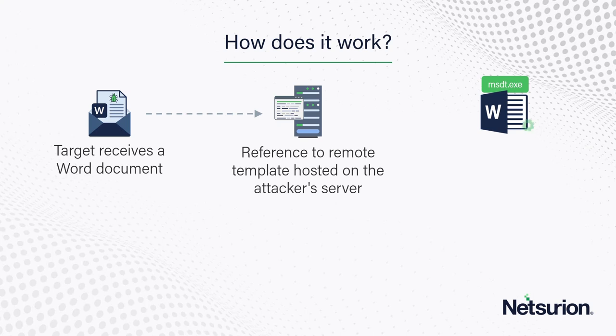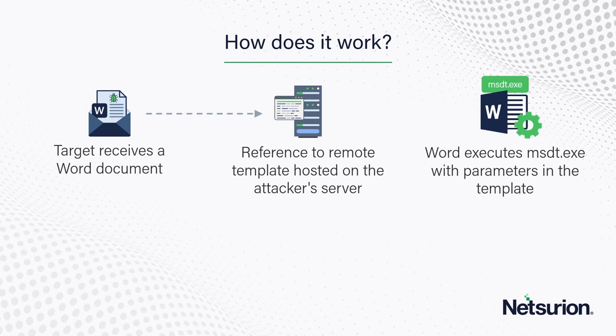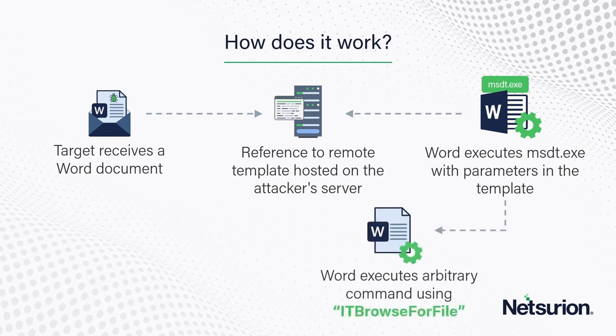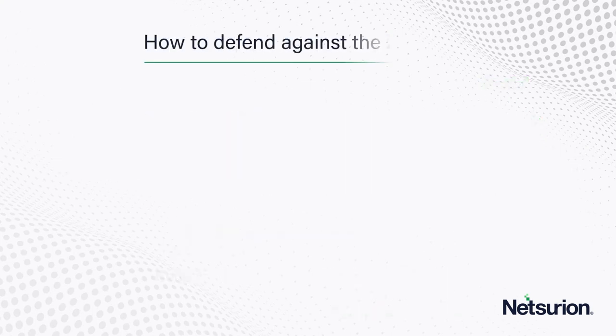So Word then executes msdt.exe, but then the parameters it's using are from the template that was hosted on the attacker's server. Ultimately, Word will execute some sort of an arbitrary command using the IT_BrowseForFile parameter. Net result, remote code execution. You've been had. So how do you defend against this in the 0 day?